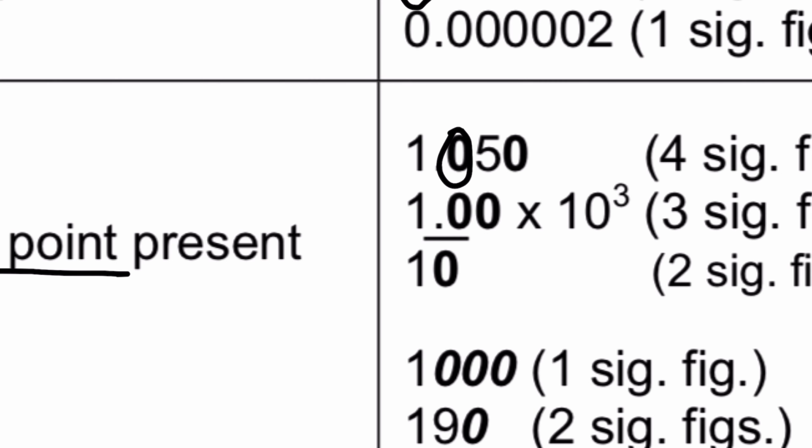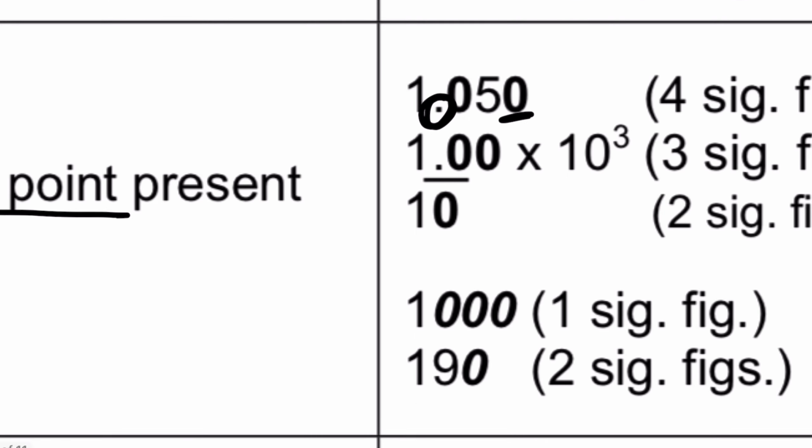This 0 is in between two non-zero numbers, so we count it. And this trailing 0 matters because of this decimal point. Same thing here. These 2 zeros go after a decimal point. That means we have to count them. This 0, however, does not have any kind of decimal point next to it. So in this case, if we had 10 point, or 10 decimal, then the 0 would count.